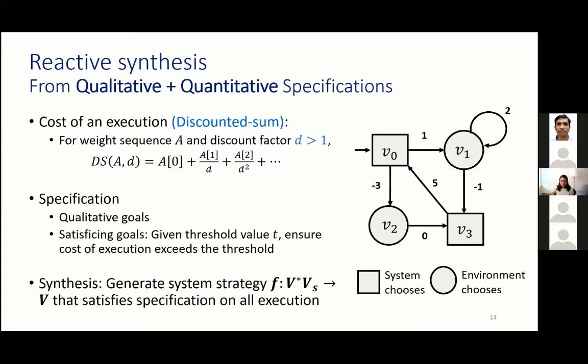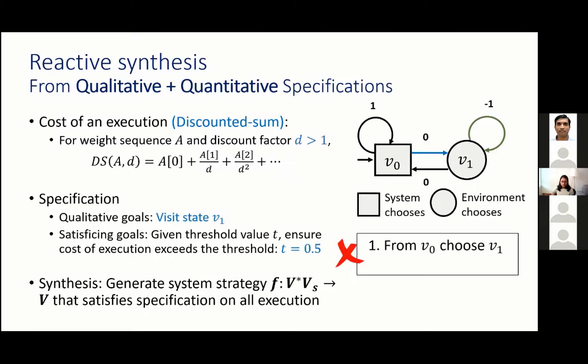So let's look at a simple example again. Here I have a simpler game, just a two-state game. As earlier, the system chooses from the square states, the environment chooses from the circle states. Suppose the qualitative goal of the system is to visit the state V1. And suppose the system's quantitative goal, the satisficing goal, is to ensure that every execution exceeds a threshold value of half. Then now let's look at one candidate of what a strategy could be.